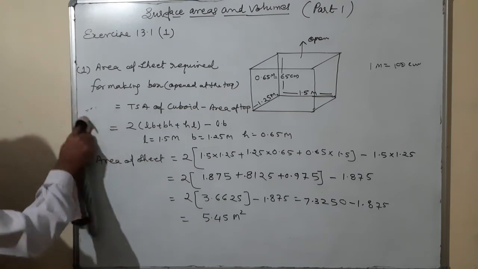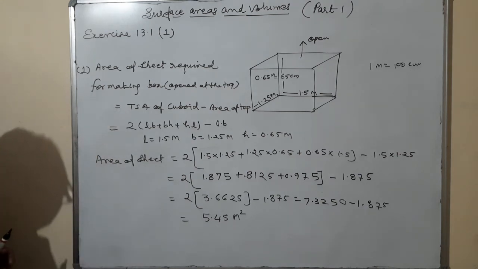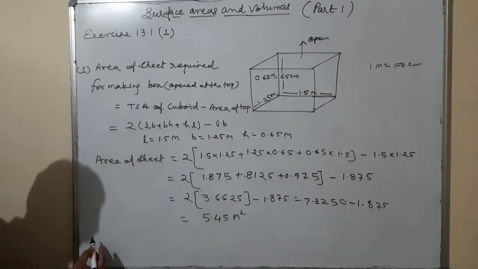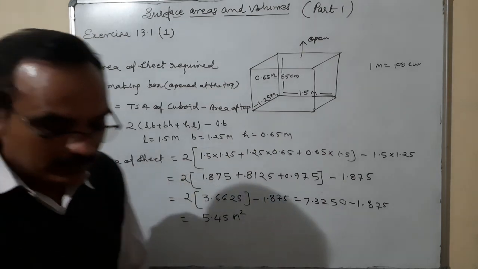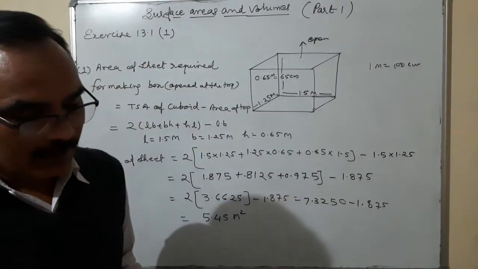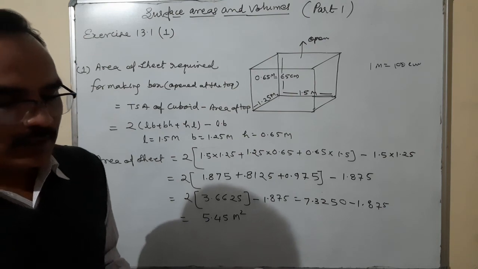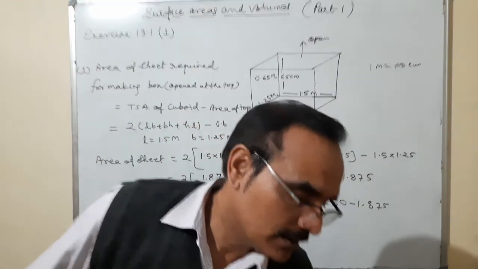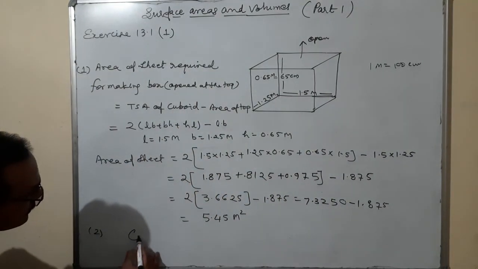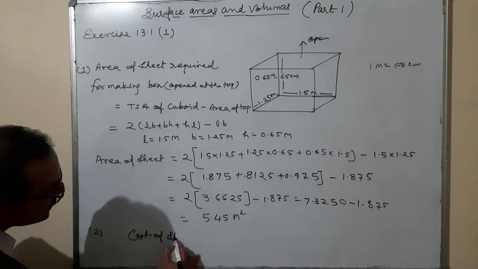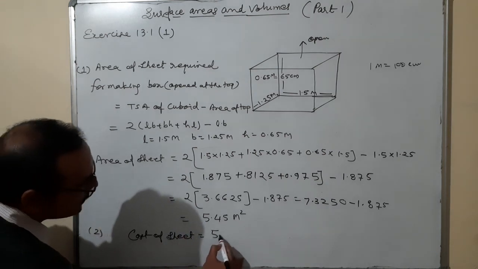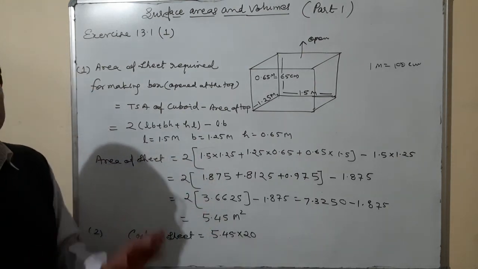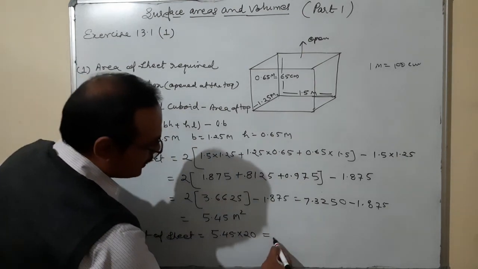This is the first part of the question. In the second part they are asking the cost of the sheet, if the sheet measuring 1 meter square costs rupees 20. So we're finding the cost of sheet. Cost of sheet is equal to 5.45 multiplied by 20, because 1 meter square costs 20. So simply we are multiplying it by 20.